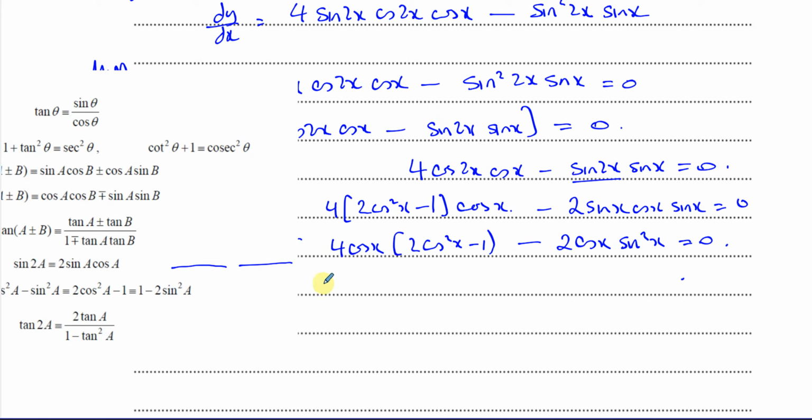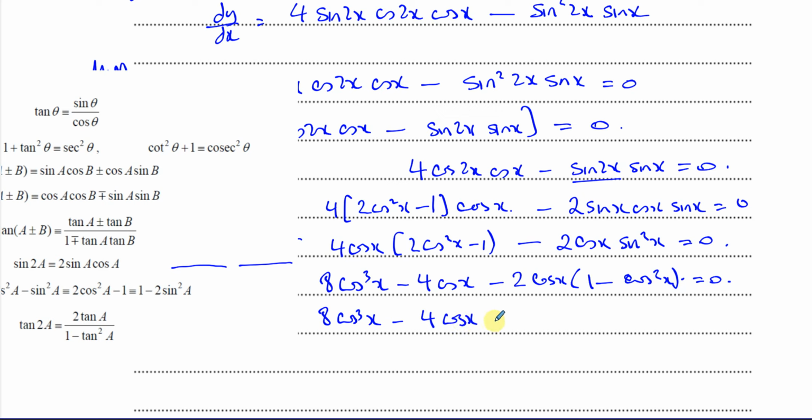So I'm going to expand this. This will be 8 times cosine cubed x minus 4 times cosine x, and this will be 2 minus 2 times the cosine of x times 1 minus the cosine squared of x. Sine squared x is 1 minus cosine squared of x. So now completing the expansion of the other bracket: 8 cosine cubed x minus 4 times cosine of x. Now if I expand this, I'll have minus 2 cosine of x, and minus 2 times minus, which is plus 2 cosine cubed x equals 0.